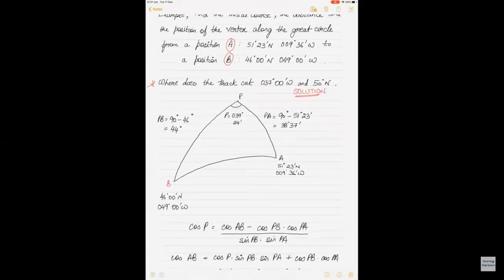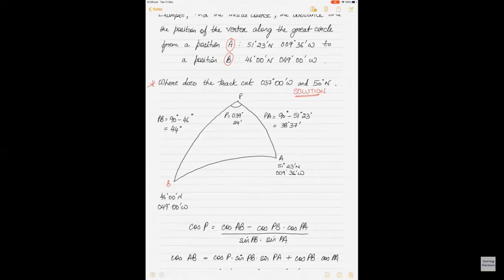Now both the latitudes are in the northern hemisphere, so we draw the pole towards the northern hemisphere. If one of the positions was in the north and the other in the south, we would normally draw the pole towards the position which has the higher latitude. So we can see that B is the higher latitude, so we draw the pole towards that latitude.